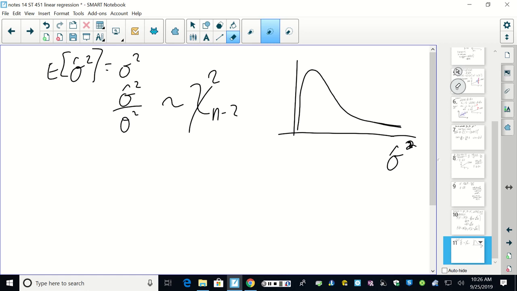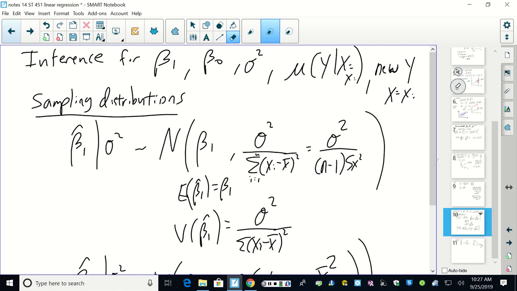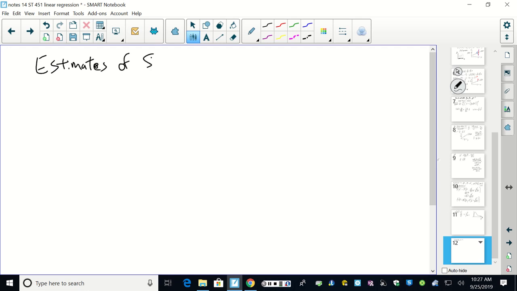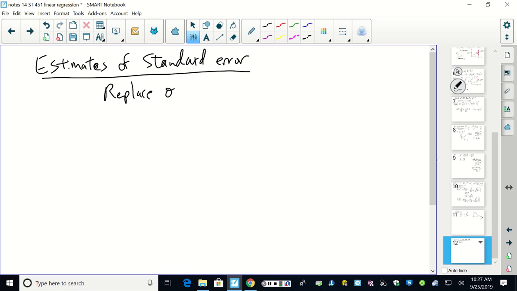Often, we want to do inference for these things, like a confidence interval, and so on. But this standard error formula involves that sigma, right? So we're going to have to do something here to make that work out. To get estimates of standard error, we're simply going to replace that sigma squared by its estimate, just plug it in.